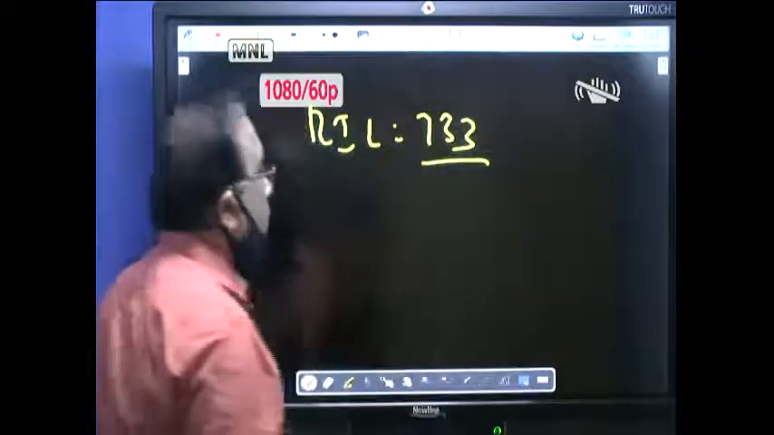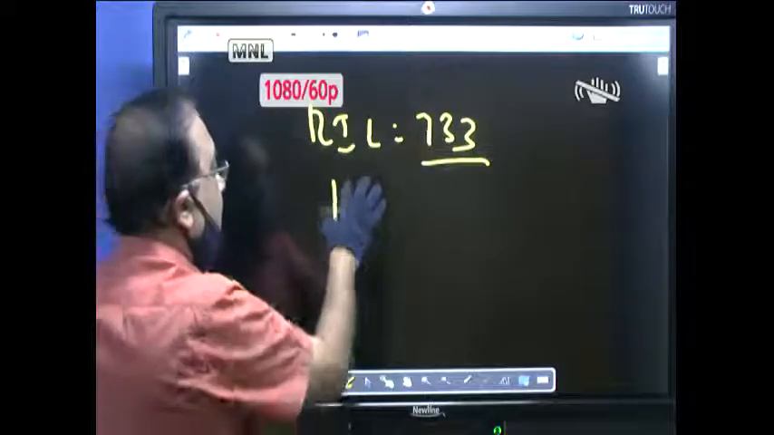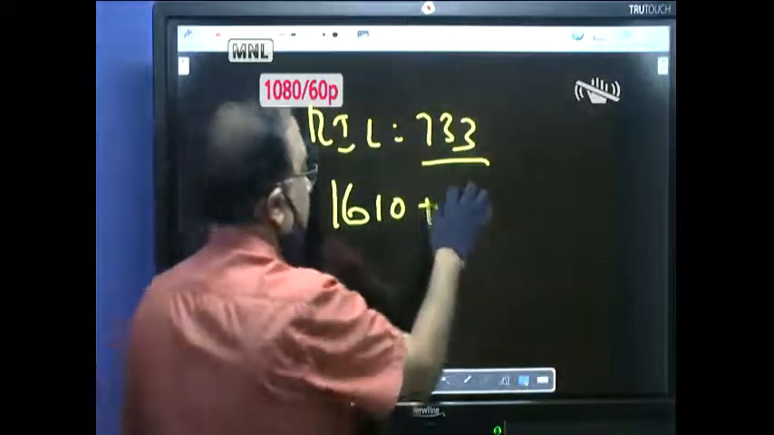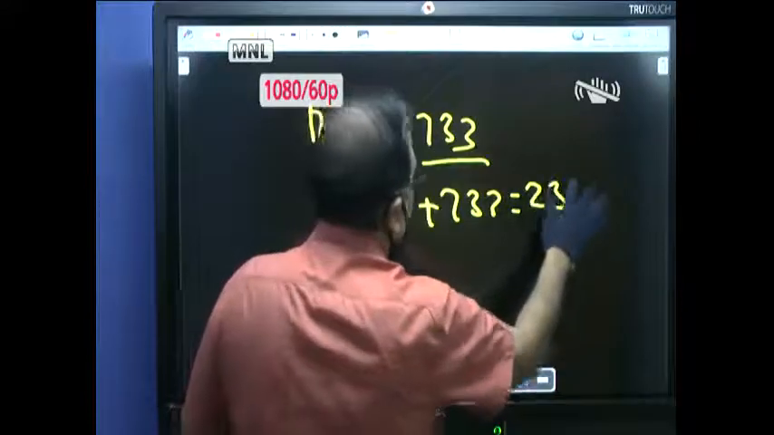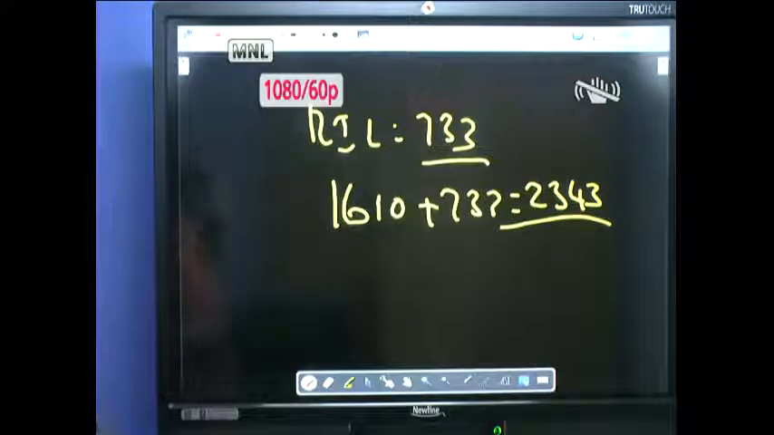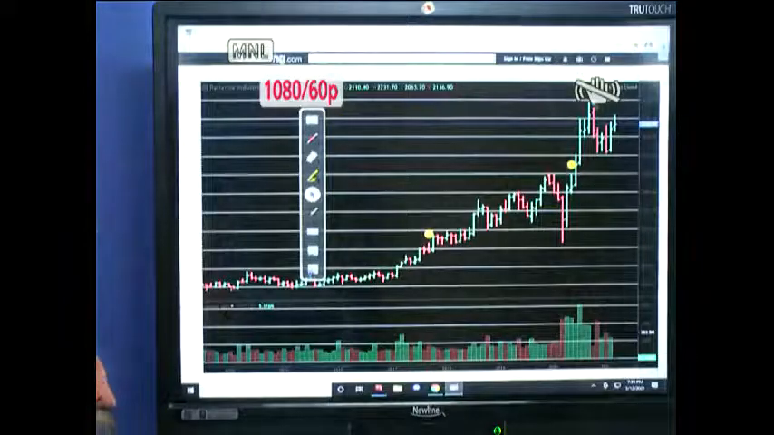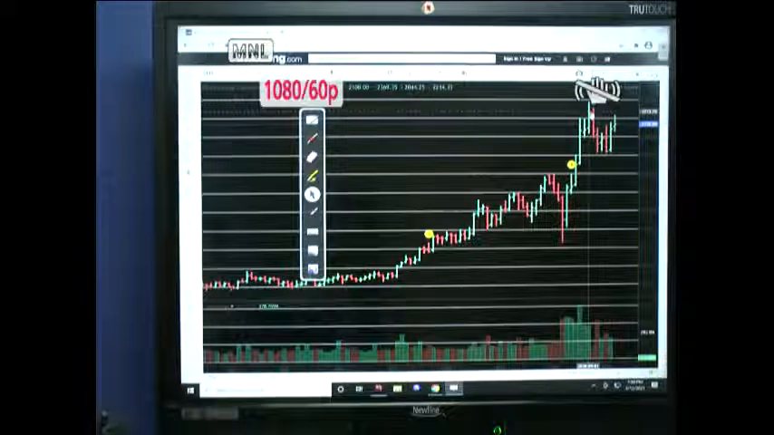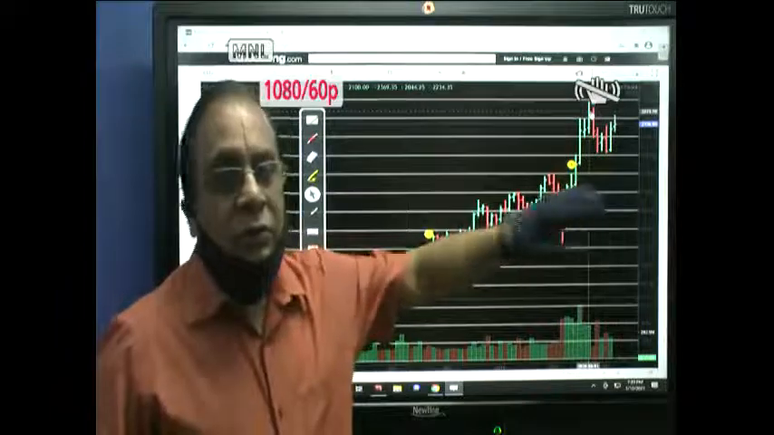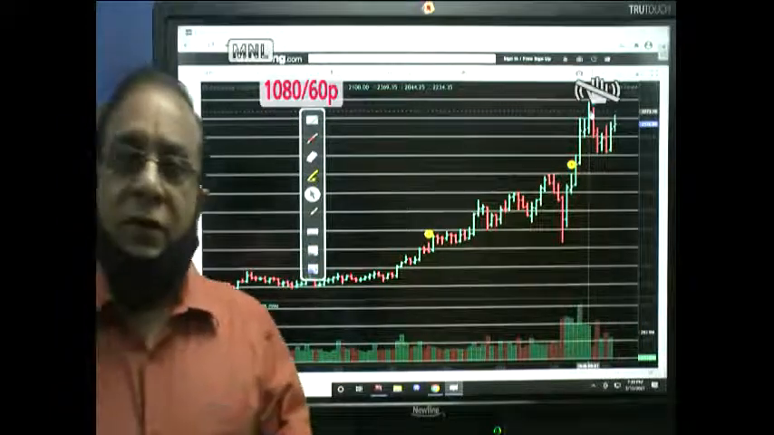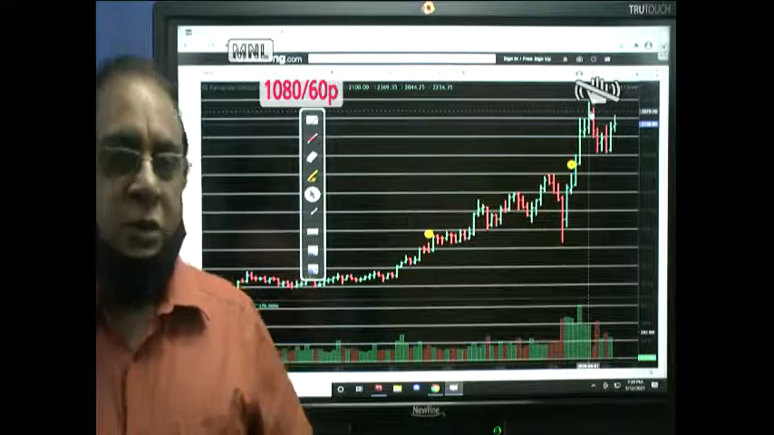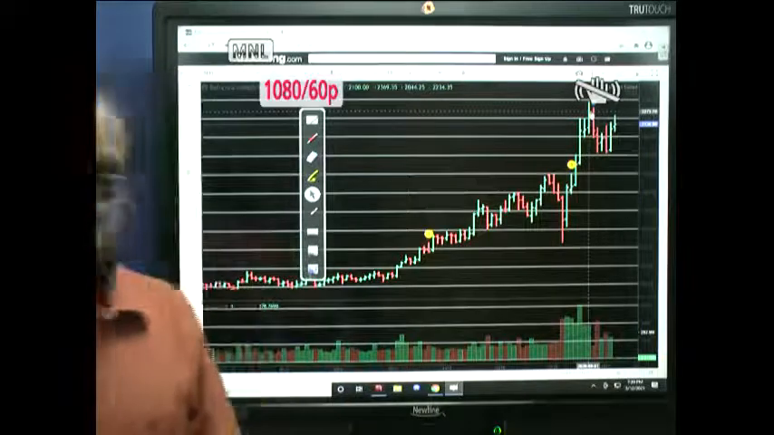Okay. Now the fall took place from 1610 or so, right? Now if you add the same 733 to this, it comes to 2343. Let us look at Reliance now. This time it went up to 2369, just exceeded by 25 rupees only. So that was very important. Now this will help you get confidence regarding the Nifty levels which you have spoken about, the resistance level of 16,250 to 16,300, then subsequently above 17,000, which we demonstrated.